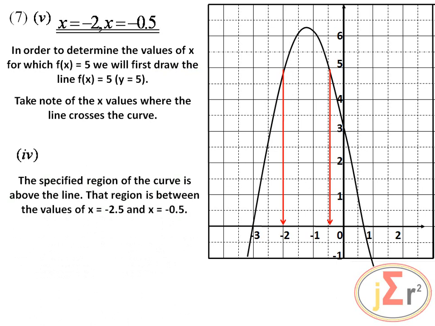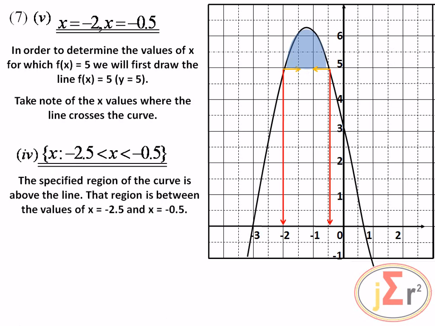The specified region of the curve is above the line. That region is between the values of x is equal to negative 2.5 and x is equal to negative 0.5. So the specified region of the curve, which is above that line, is in the region between x is equal to negative 2.5 and x is equal to negative 0.5. In that region, the region that is above the line, right there.